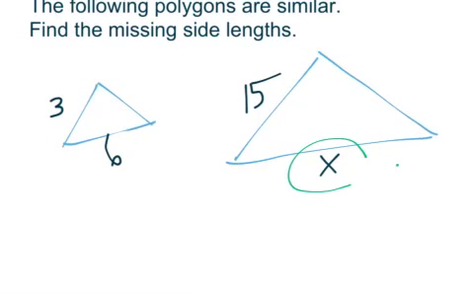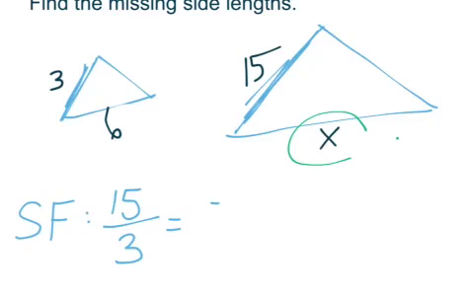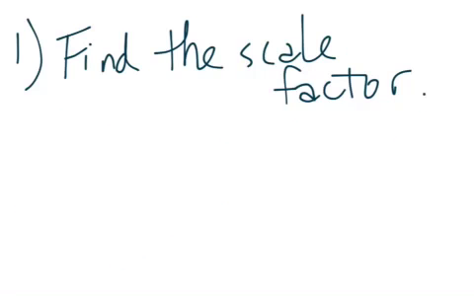So we do know that we have this side length here is 15, and I know it used to be 3. So just based on that alone, we can find the scale factor by doing the new distance, so 15 divided by what it used to be, 3, and that gets me a scale factor of 5. Now, once you have that scale factor, you're ready for the second step.